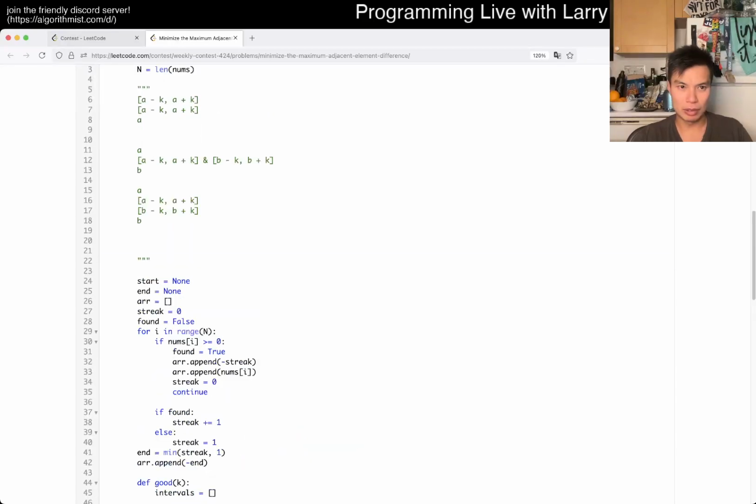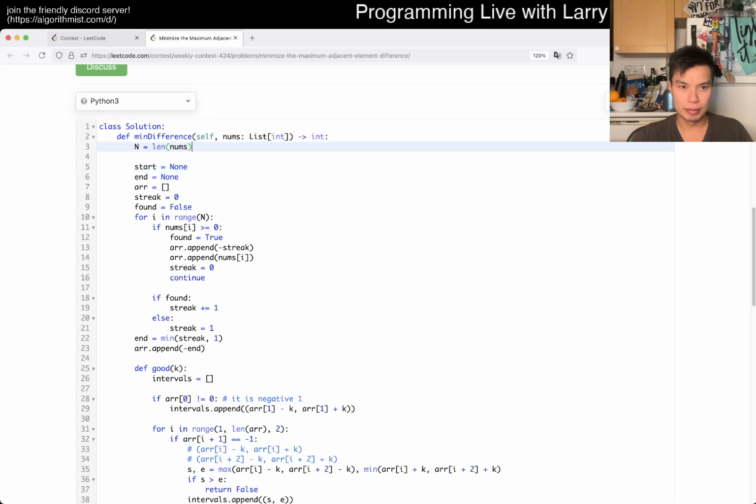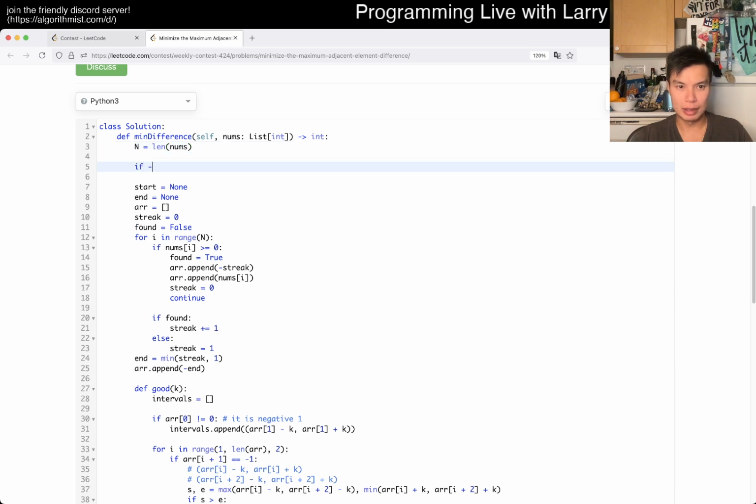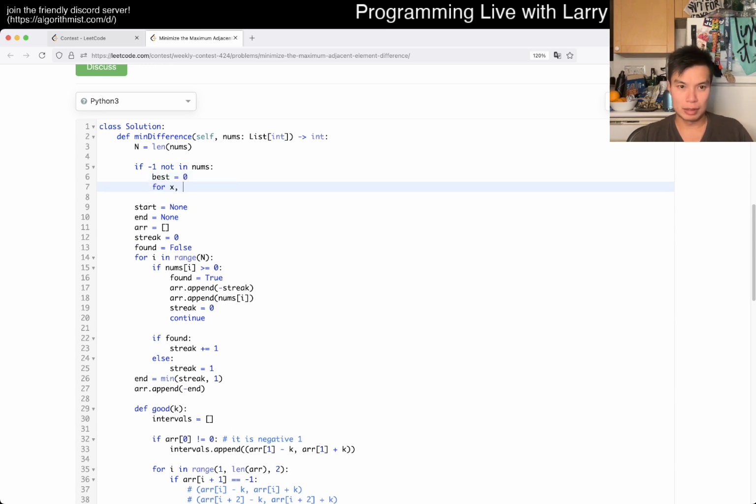So, okay, how would that look? Okay, if -1 not in nums, then for x, y, and z.